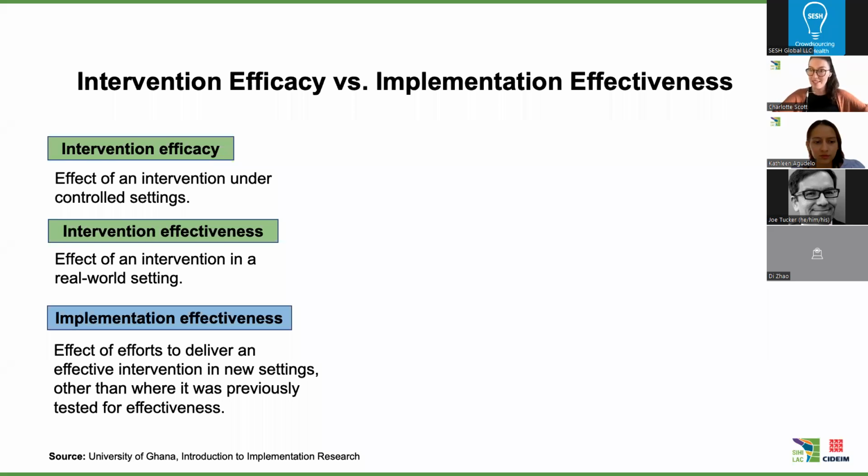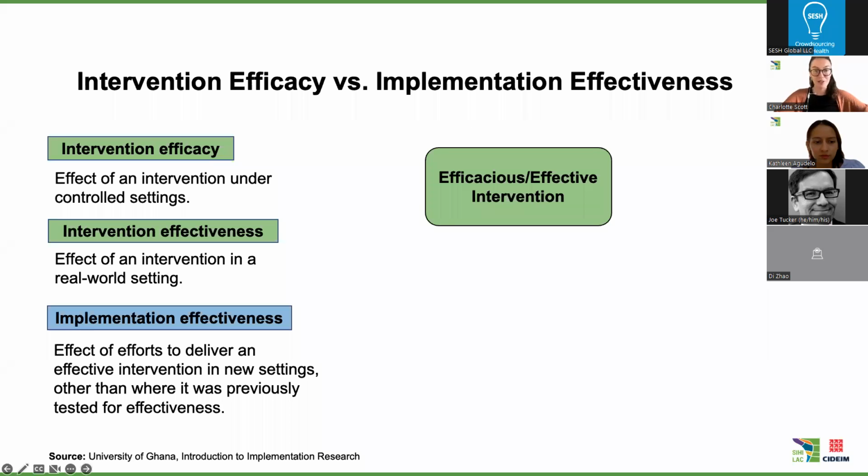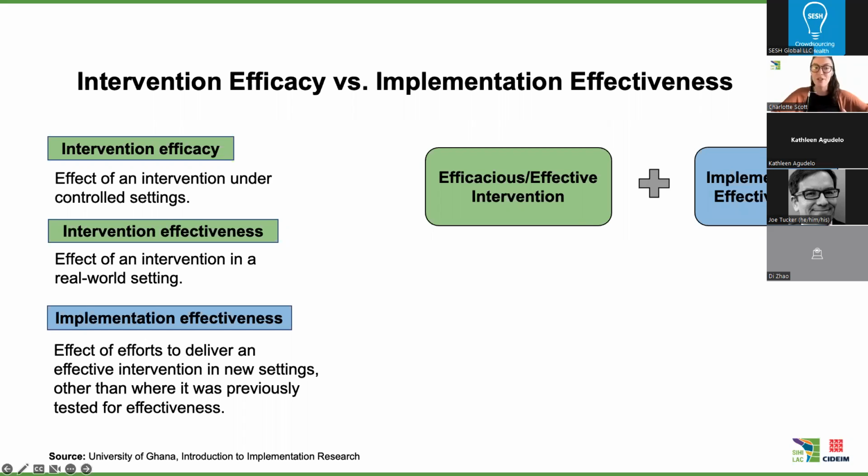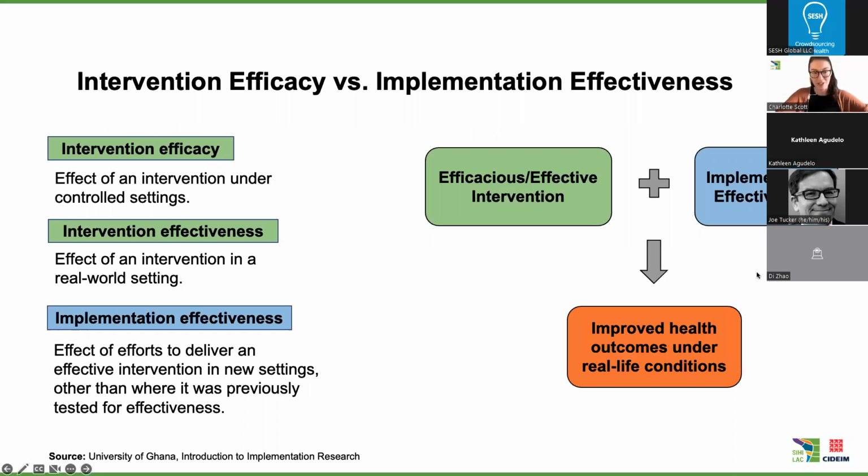An example of this in the context of malaria, again, would be the effect of a community-based intervention working with community health workers to provide this efficacious malaria treatment to those who need it. So I'm going to show a diagram on the right, which is adapted from the University of Ghana's Introduction to Implementation Research course. It shows how the combination of an efficacious, but ideally also effective, so effective under real world conditions, intervention, meaning that it has shown and proven effectiveness in a real world setting, combined with implementation effectiveness, so this is the process of successfully getting the intervention to those who are in need of it, will result in improved health outcomes under real life conditions.